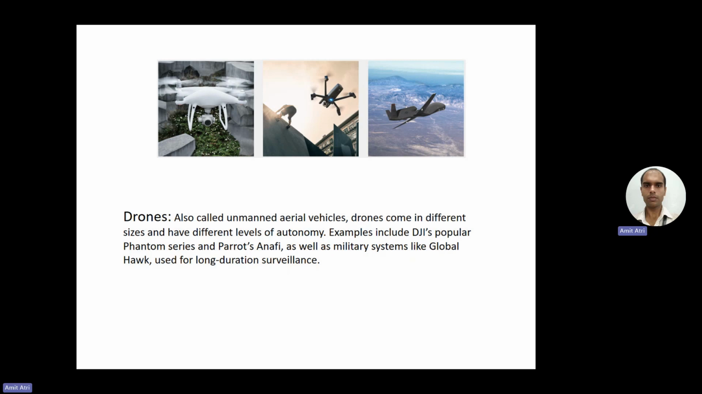So the intelligent drones are fully autonomous. They don't need human controlling. Some of the robots are semi-autonomous; they need some extent of human controlling. Examples are DJI's popular Phantom series and Parrot's Anafi, as well as military systems like the Global Hawk that is used for long duration surveillance.